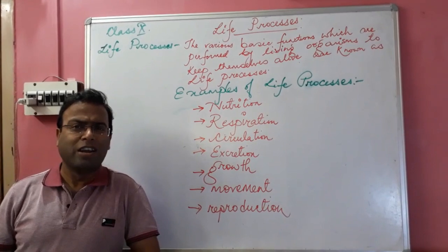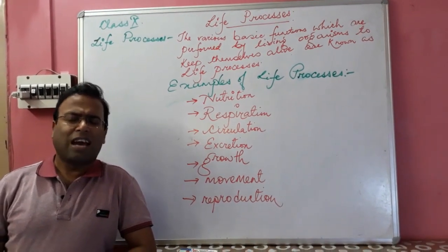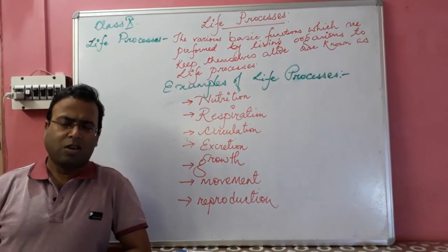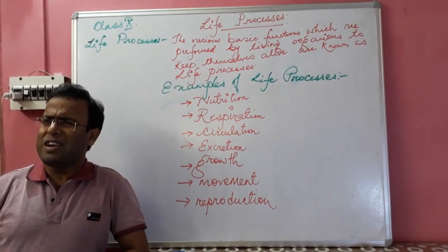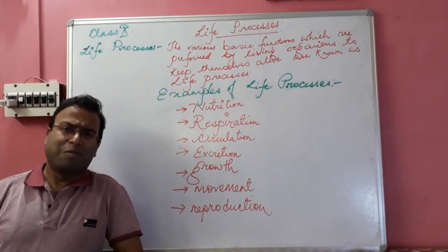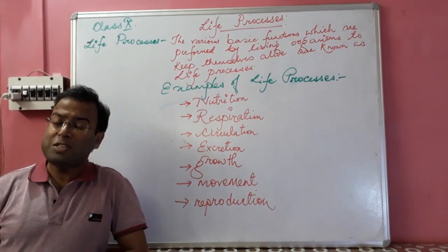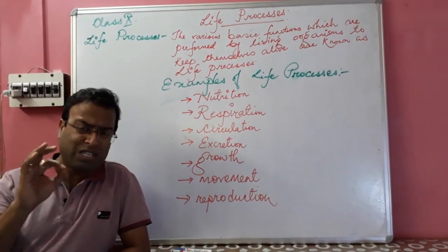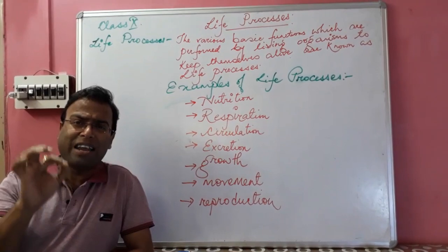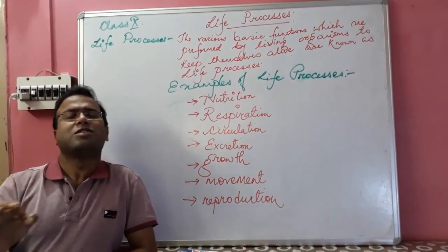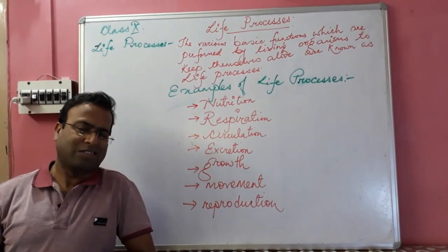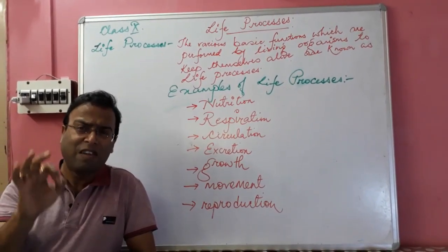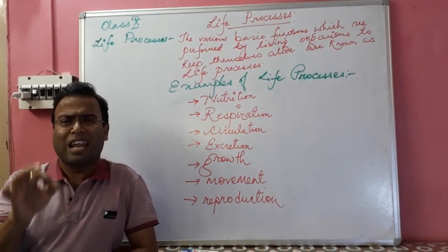Today the chapter which we are going to deal with is life processes, and this is the first chapter of the CBSE class 10 syllabus. So what exactly do you mean by the word life processes? The various basic activities which are performed by a living organism are known as life processes.